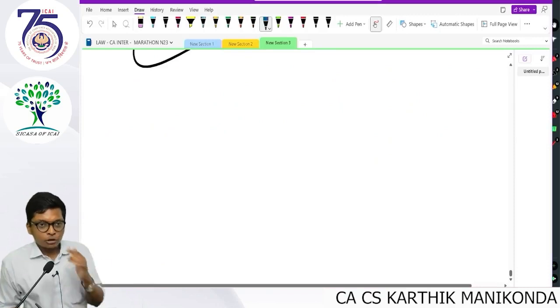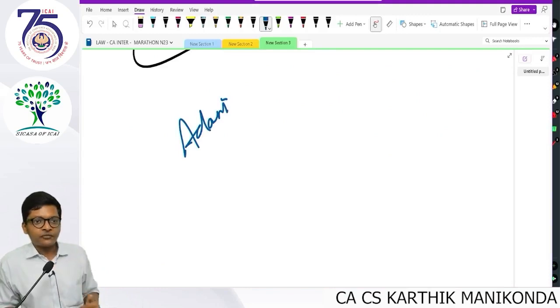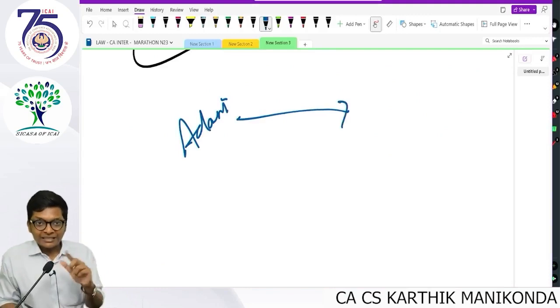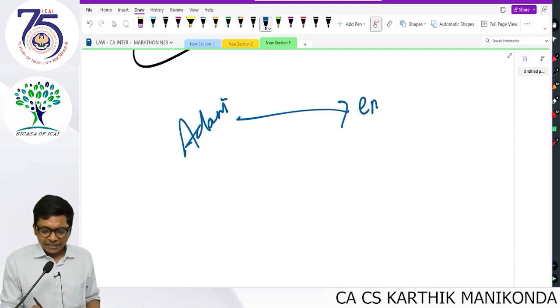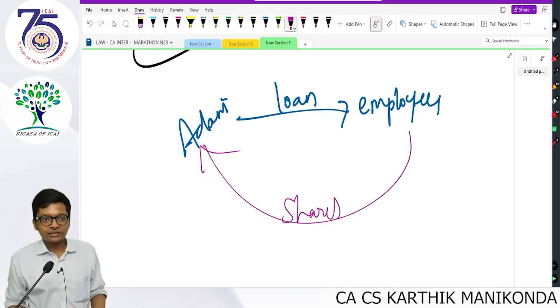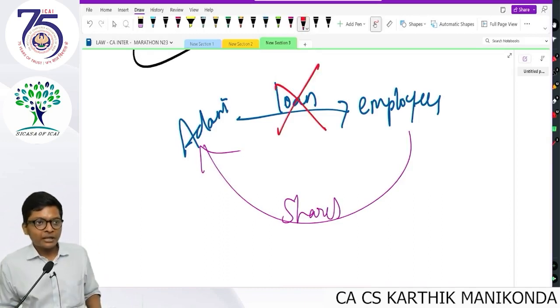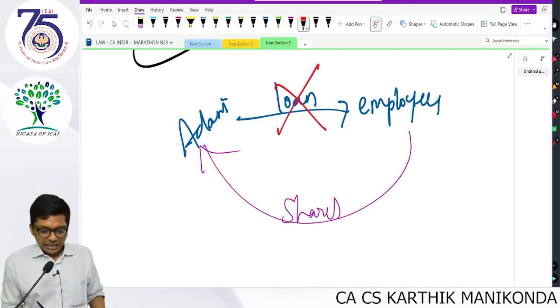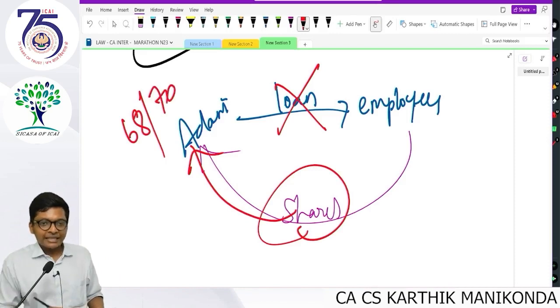Now one more related concept. So what Adani did? Adani is not able to do buyback by itself. If Adani gives money to Badani, which section is coming? 70, prohibition. So Adani is giving money to employees like loan and asking the employee, hey, you buy my shares. Now, you don't repay the loan. Don't repay the loan. I will take the shares. So 68 avoided, 70 avoided.